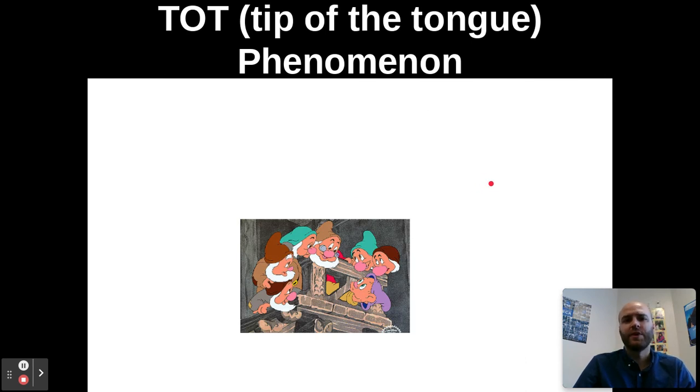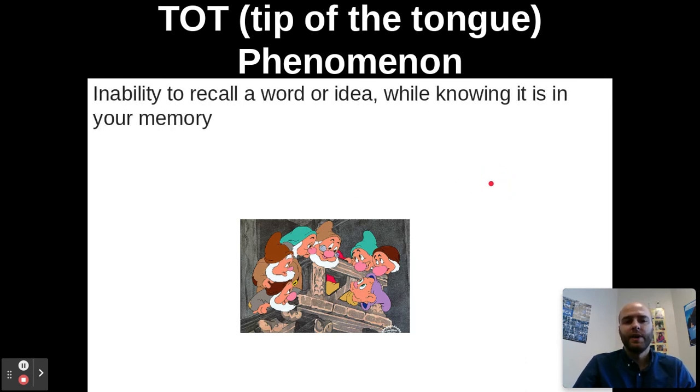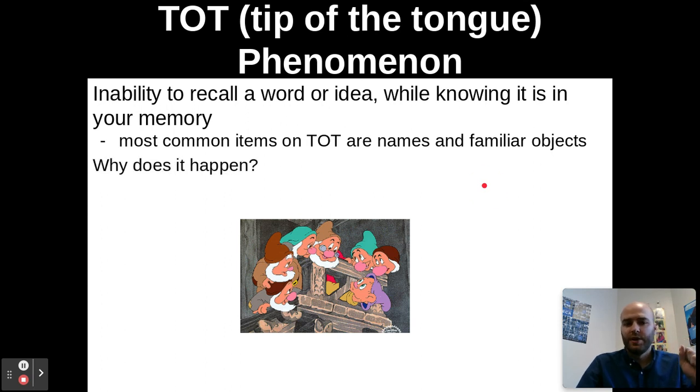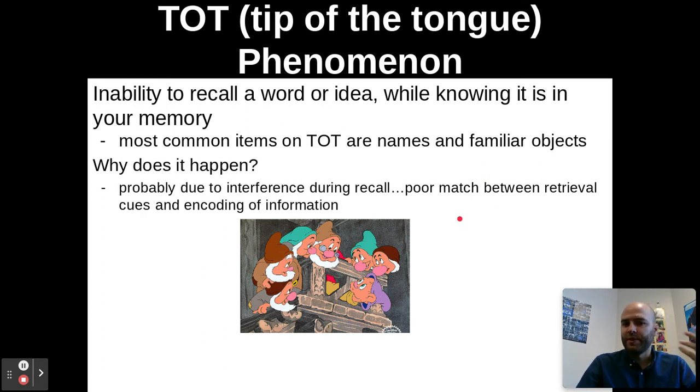And one last one, we have something called the tip of the tongue phenomenon. It's our inability to recall a word or idea while knowing it is in your memory. So this is kind of frustrating. Most common items on tip of the tongue are names and familiar objects that you're trying to retrieve and you just can't quite get to. So why does it happen? It's probably due to some type of interference during recall. It could be a poor match between retrieval cues and the encoding of information. They might not match up right. You might not be getting the correct retrieval cues to pull the information up. You may need some recognition help or something like that.